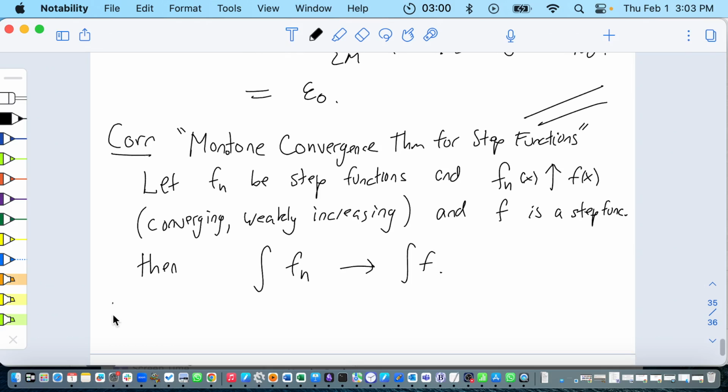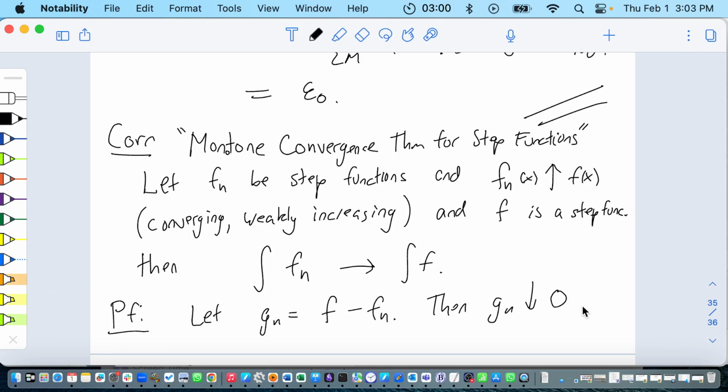The proof is a one-liner with what we've already done. You let gn equal f minus fn, and then gn down arrow to 0. So the fn's are going up to f. If you let gn be the difference, f minus fn, then the gn's are going down to 0. The gn's satisfy exactly the statement of the theorem before. So therefore, by the theorem, the integral of gn goes to 0, which means the integral of f minus fn goes to 0, and you can move the integral over. The integral of fn goes to the integral of f.